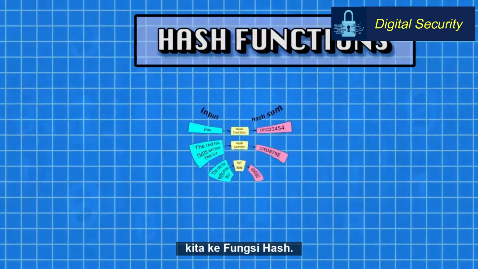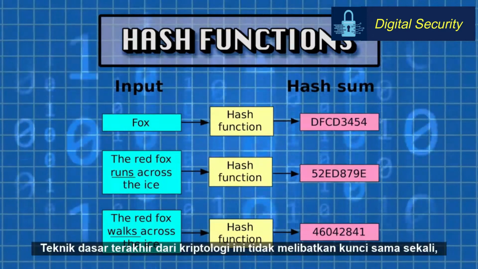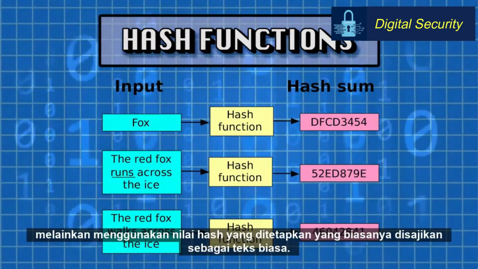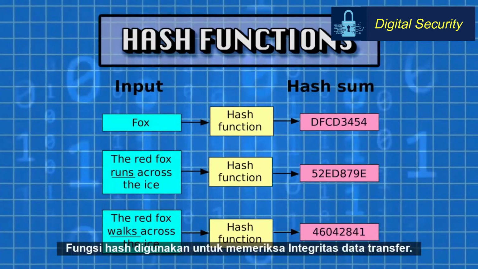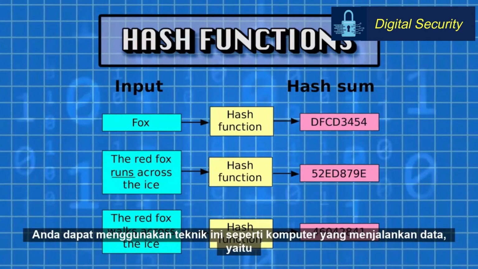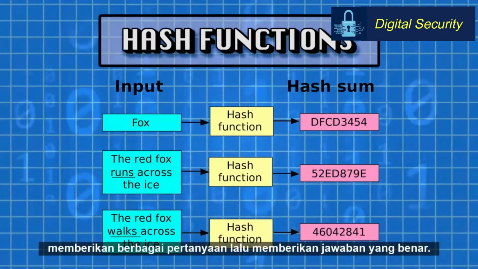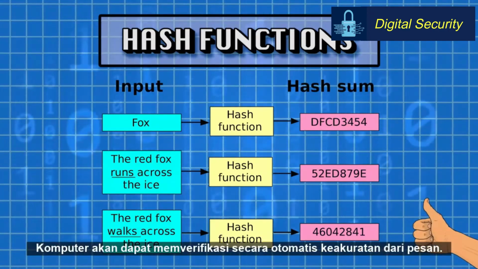Finally, we're left with hash functions. The final basic technique of cryptology involves no keys at all. Rather, it uses a set-length hash value that is presented as plain text. Hash functions are used to check the integrity of the transferred data. You can think of this technique as computers running data through an equation, and if it spits out the right answer, the computers can verify the message's accuracy.